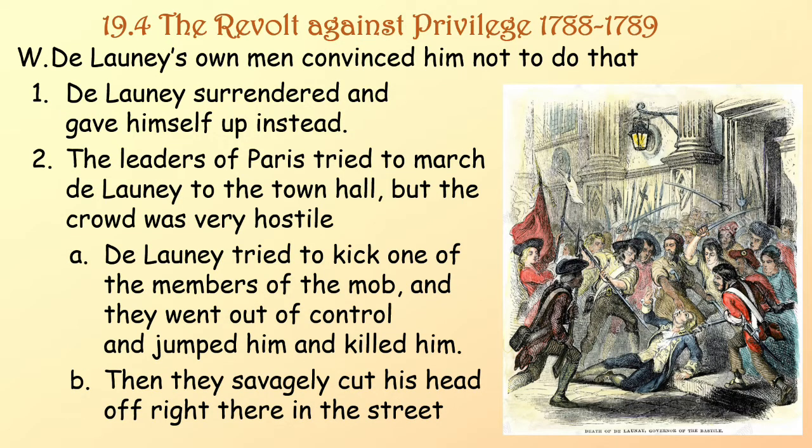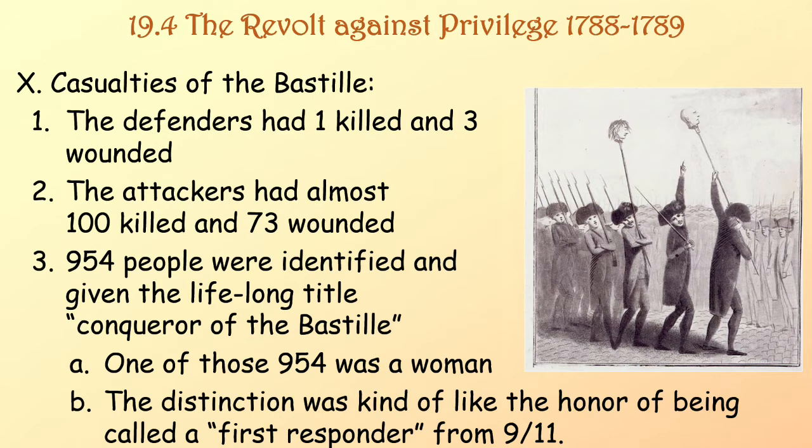Delaunay's own men convinced him not to do that, so Delaunay surrendered and gave himself up instead. And the leaders of Paris tried to march Delaunay to the town hall, but the crowd was very hostile, and Delaunay tried to kick one of the members of the mob, and they just went out of control and jumped him and killed him, and then they savagely cut his head off right there on the street. Casualties of the Bastille. The defenders had 1 killed and 3 wounded. The attackers had almost 100 killed and 73 wounded.